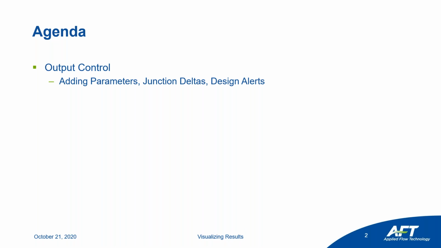So we'll take a look at a junction delta, and then we'll also look at some initial design alerts. So a design alert, whether or not a pipe or junction in your system is meeting a certain specification, that'll throw up an immediate red flag. So that way you don't have to check intermediate values for each run. Those can be checked automatically. And if it deviates outside of those design parameters, then you'll get a notification.